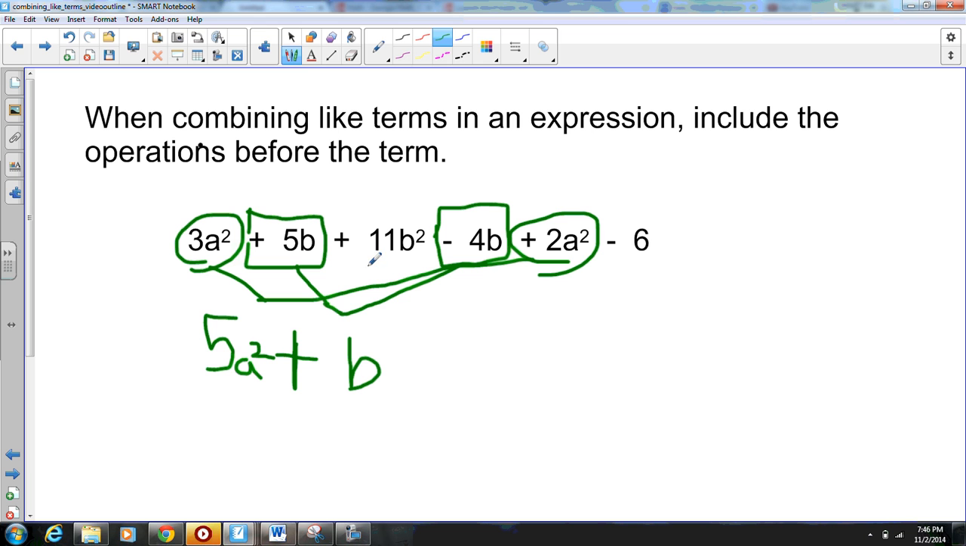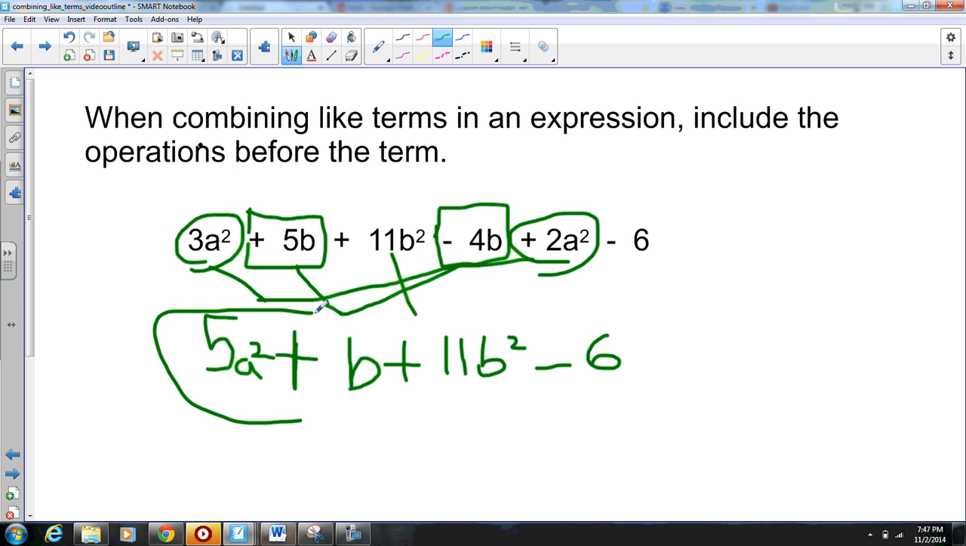Then we have plus 11b to the second power and minus 6. Both do not have like terms, so we'll just bring them straight down, and keep, again, the sign in front. Plus 11b to the second power minus 6. And here is my simplified expression after I combined my like terms.